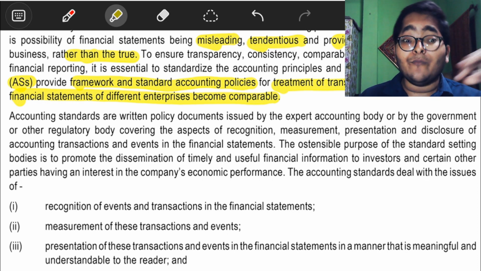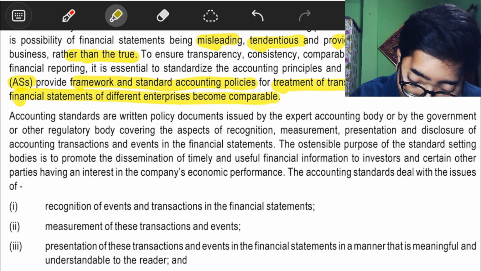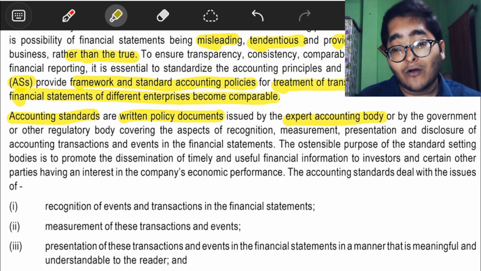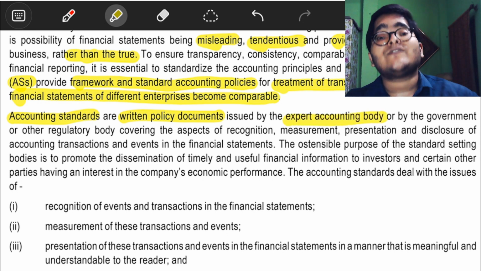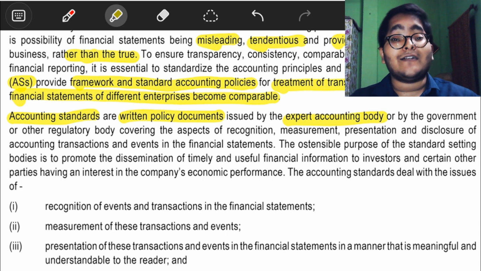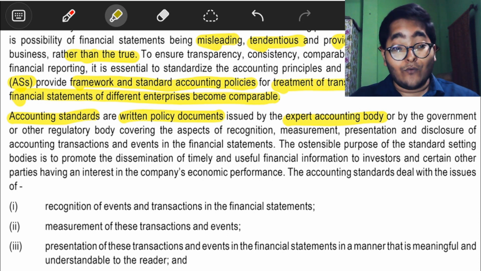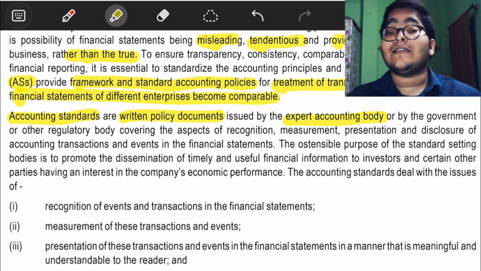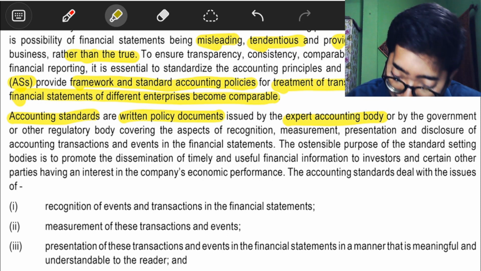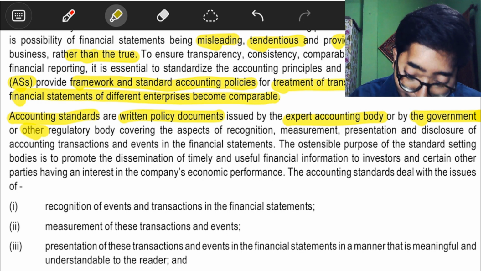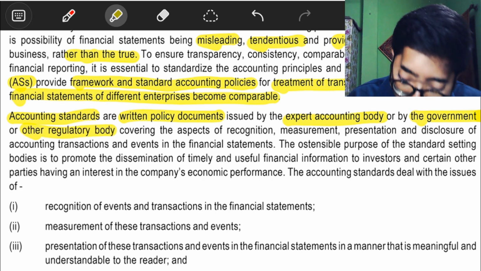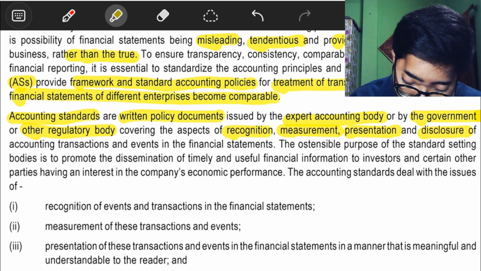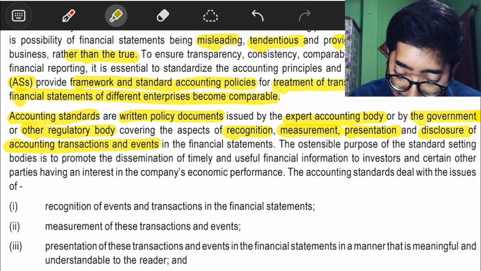What do you mean by accounting standard? Accounting standards are written policy documents issued by the expert accounting body. For example, the Institute of Chartered Accountants of India is the expert accounting body of India. So, accounting standards are written policy documents of the accounting policy that is issued by the expert accounting body, the government, or any other regulatory body covering the aspects of recognition, measurement, presentation, and disclosure of accounting transactions and events in financial statements.